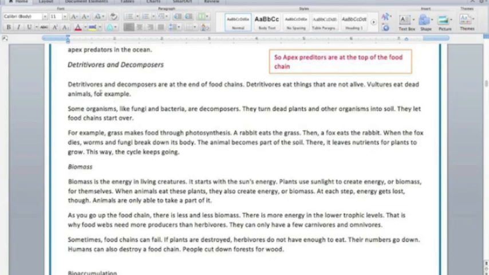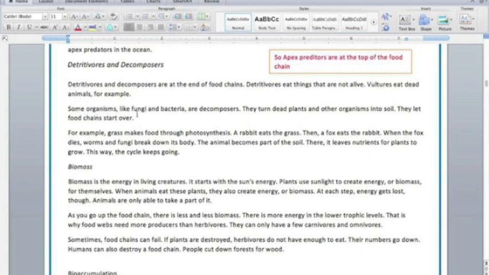The sentence I probably would have underlined was: detritivores and decomposers are at the end of food chains. Detritivores eat things that are not alive. Those two sentences really help me to understand what detritivores and decomposers are, okay? If you want to circle something, let's please circle detritivores and circle decomposers as well, because we may not understand exactly how those work yet, but we will as we continue to read.